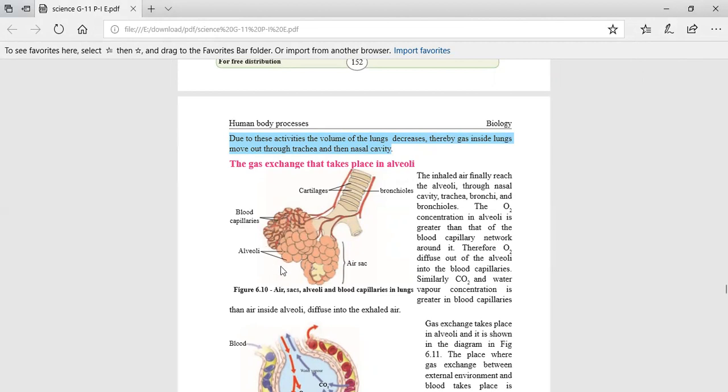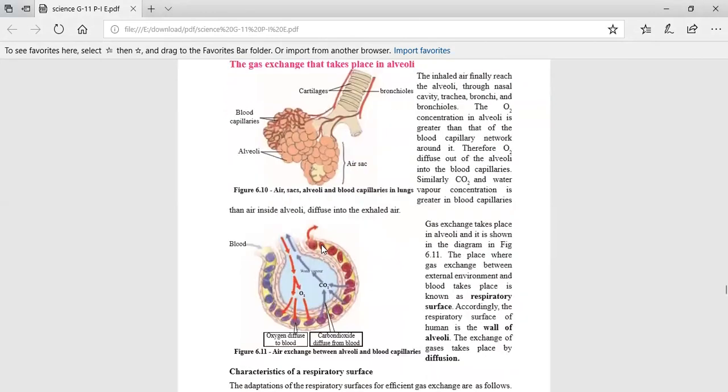The gas exchange takes place in the alveoli. This is the alveoli. This small part is the alveoli. Inside that, this is a figure of the alveoli. This part is the air sac.